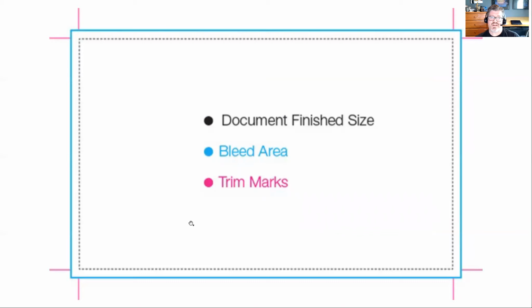Here's a little diagram that kind of shows that. You have these trim marks, which cut to the document size, but then that blue line represents that extra space, that extra edge that you always want around the edge to give yourself space.